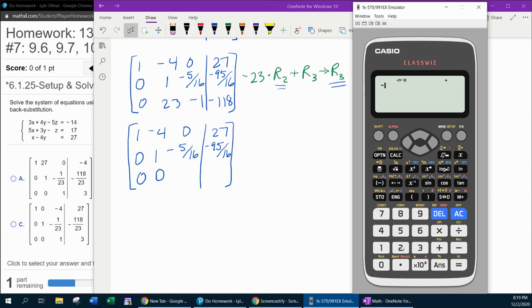Now we're going to take negative 23 and multiply by negative 5/16. And this is where having the Casio is going to make your life a lot easier. Negative 23 times negative 5/16. And we're going to add that to the corresponding element in row 3, which is negative 1. And that's going to give us 99/16.